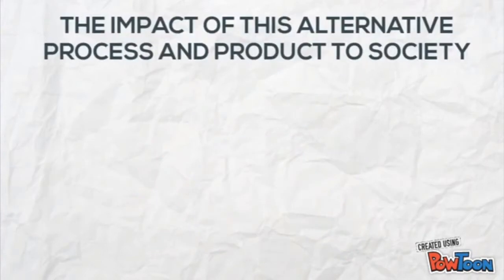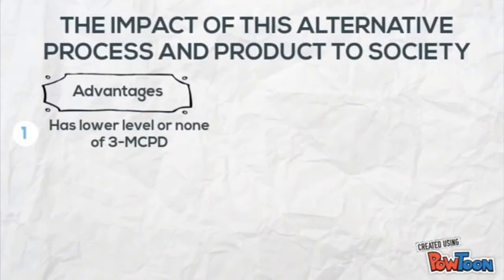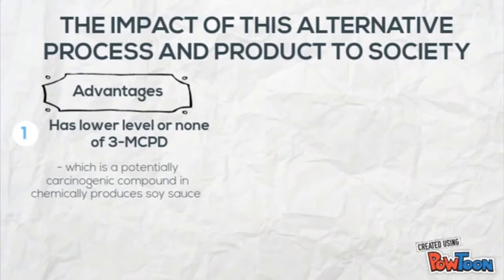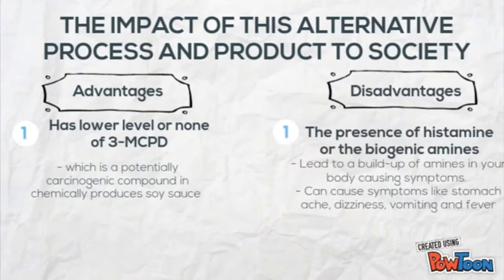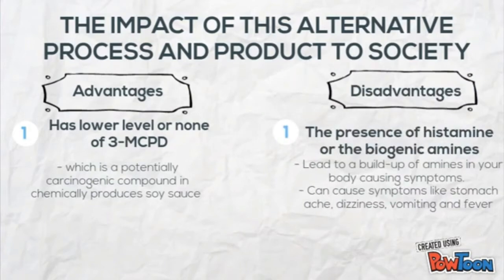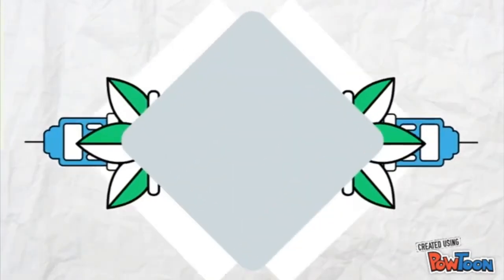the impacts of this alternative process are: the positive is that it has lower or none of 3-MCPD, and the disadvantages are the presence of histamine and also biogenic amines.